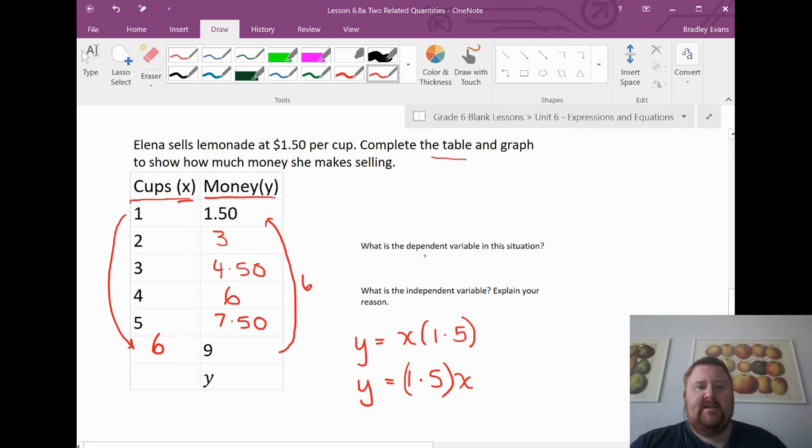So the next question says, what is the dependent variable? So I ask myself, what is the calculation I'm doing? What's the variable in our equation that is dependent on something else? Well, in our case, the money is dependent on how many cups she sells. So the dependent variable is the money, or the Y. Our independent variable is therefore our X. She could sell any amount of cups. It's not dependent on anything else.